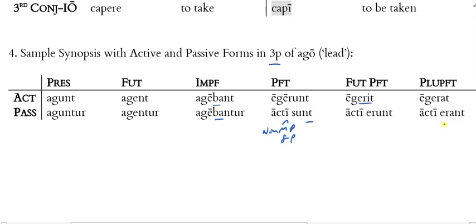And remember, to do this, we're using the imperfect of sum, the forms that have era for the most part, eram, eras, erat, and so forth, and with our perfect passive participle in front. So acti erant. All right, good. So hopefully this helps, and we now know how to form the passive forms for third and fourth conjugation now.